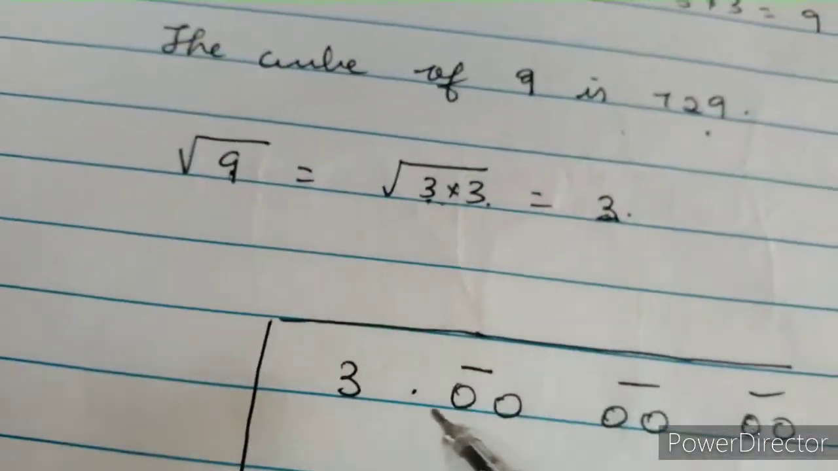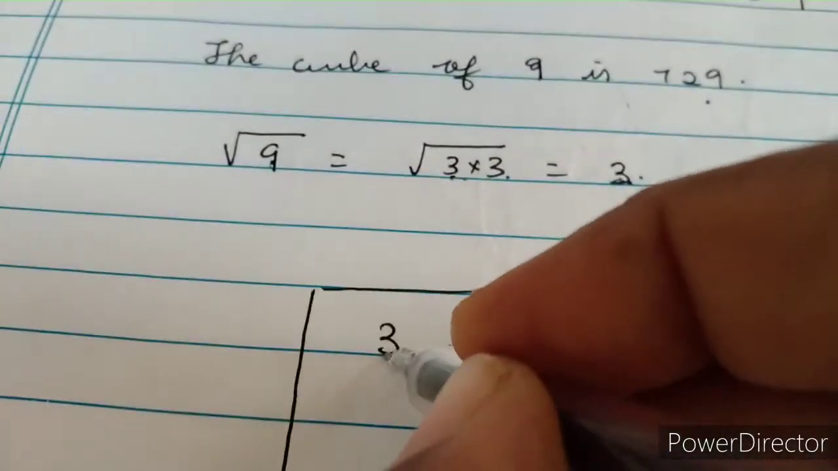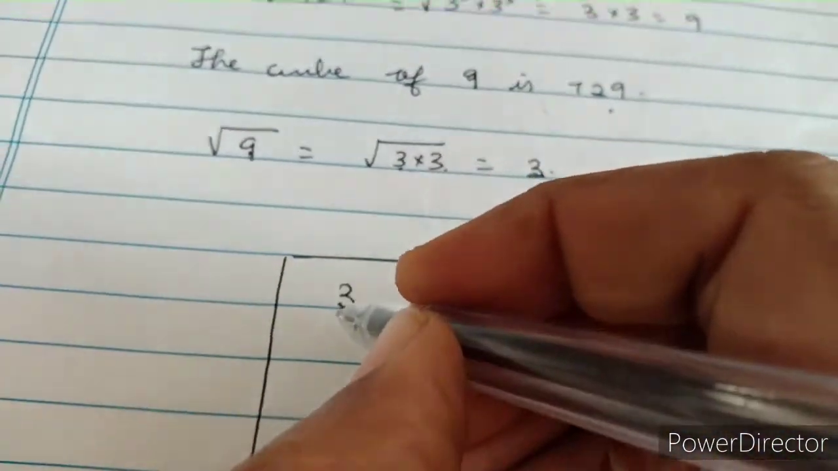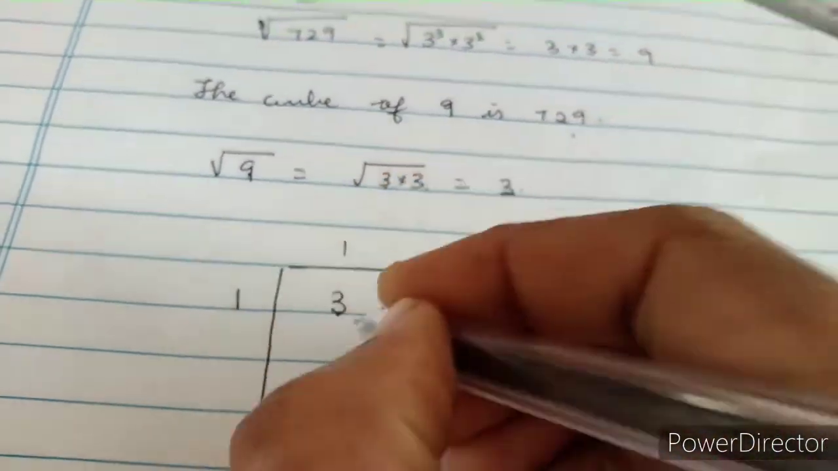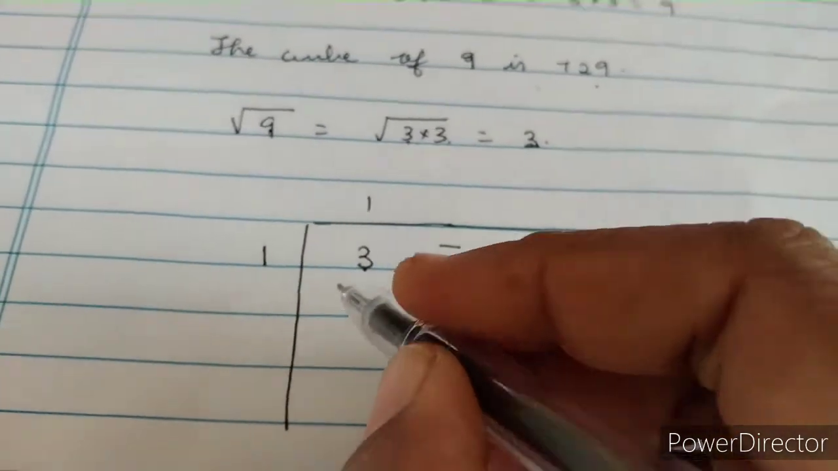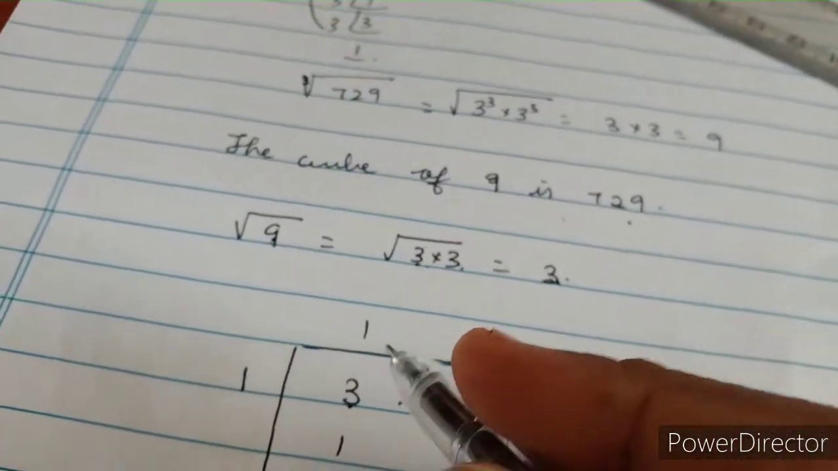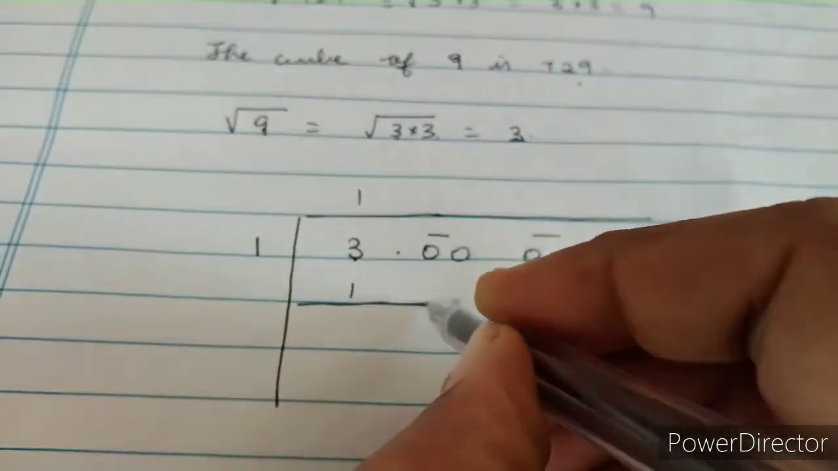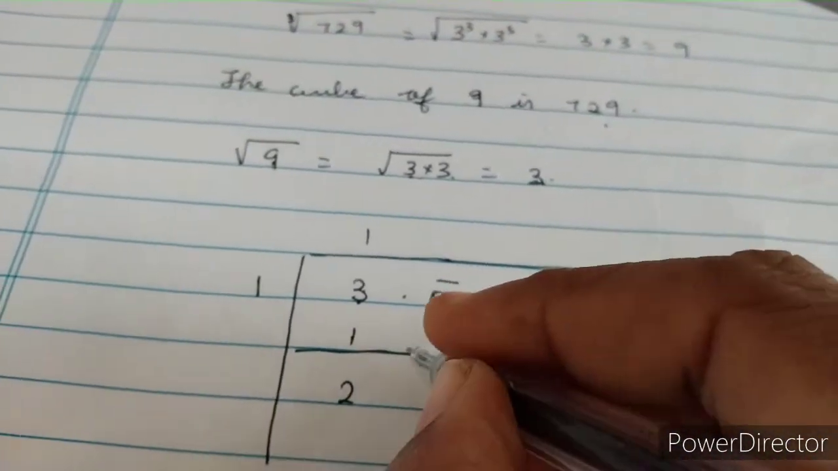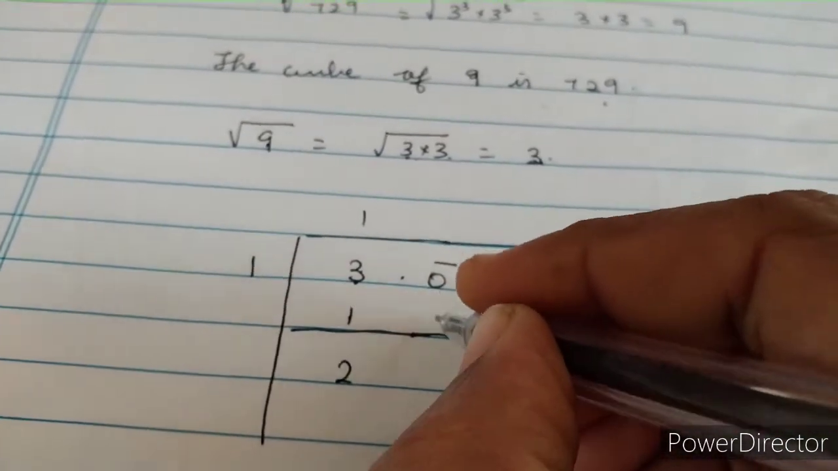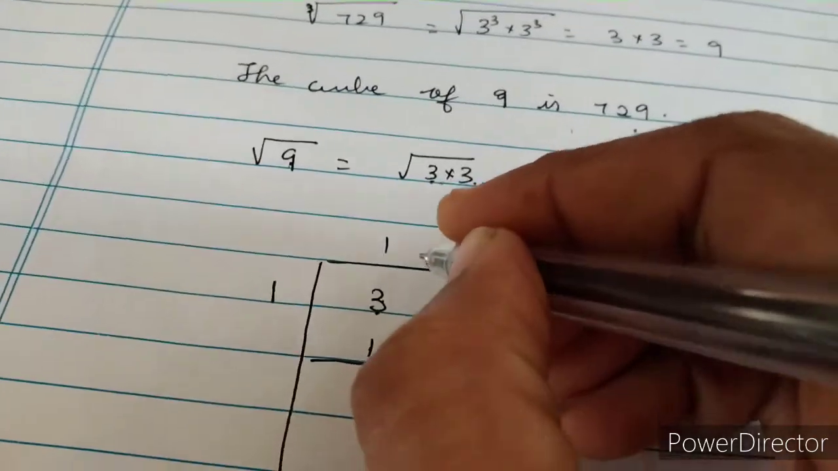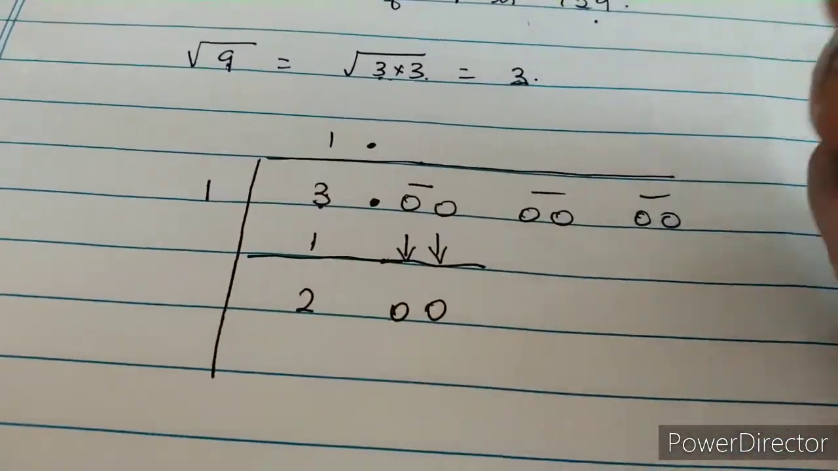You know how to take the square root by the long division method. So your first number is 3. Find the square number which is less than or equal to 3. That is 1 ones are 1, because if you take 2 into 2 is 4, which is greater than 3, you are not able to write it. So here 3 minus 1 is 2. Then you have to bring down both the zeros together, and here they have given the decimal point, so keep the point on the top.